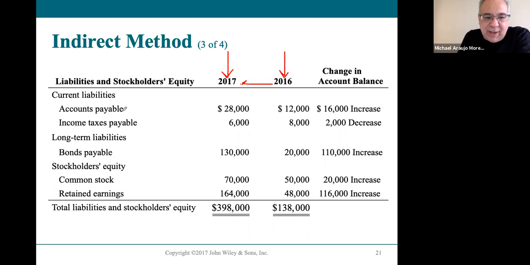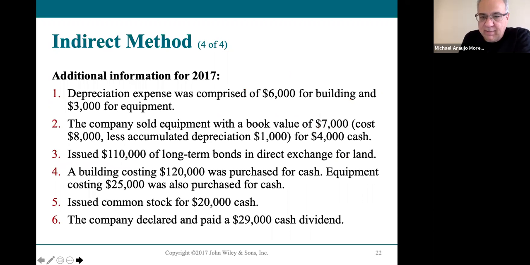So for accounts payable, we went from 12,000 to 28,000. That was a $16,000 increase. We have more accounts payable. For income tax payable, it went from 8,000 to 2,000. That's $2,000 less, a $2,000 decrease. Bonds payable went from 20 to 130. That's 110,000 more. It's an increase. Common stock went from 50 to 70, a 20,000 increase. Retained earnings 48 to 164. That's a very large $116,000 increase. So we need to know all of these, and this information is all very important to doing our cash flow statement.